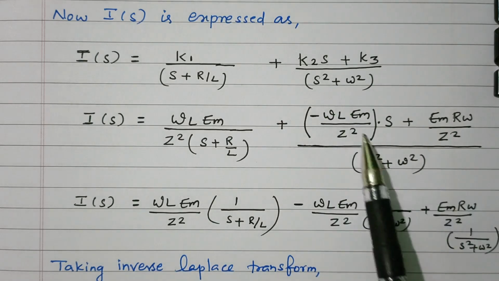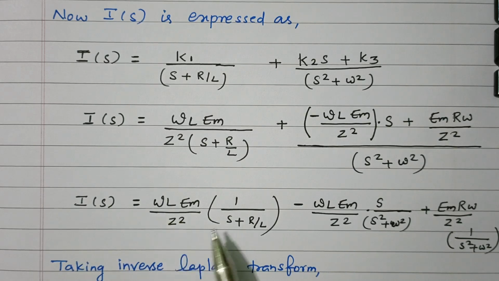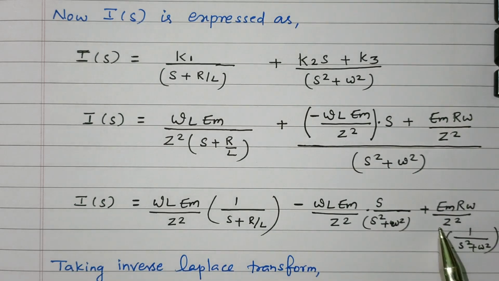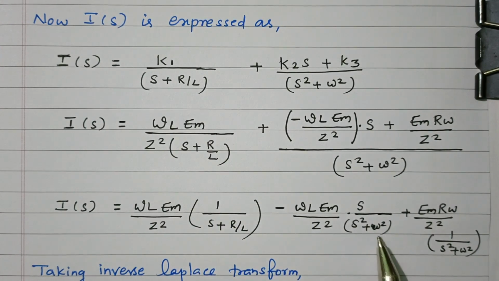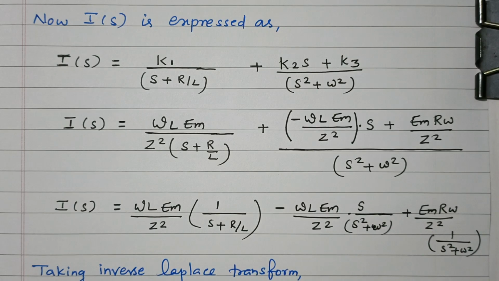Right. Now we split this term into two different terms. So omega l em by z square, these are all constant. What we have is 1 divided by s plus r by l. So this is the standard form, then only we can take the inverse Laplace of 1 divided by s plus a. Similarly here we can split this: minus omega l em by z square, here s is available, s divided by s square plus omega square, plus em r omega by z square into 1 divided by s square plus omega square. Right. So now it is brought into the standard form. These are all constant. Here 1 divided by s plus r by l, s divided by s square plus omega square, here 1 divided by s square plus omega square. Right. Now we can easily take the inverse Laplace transform.